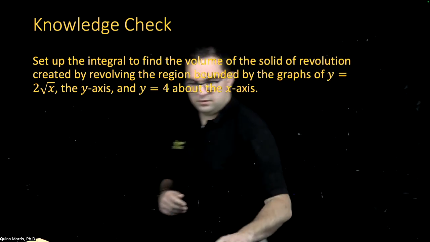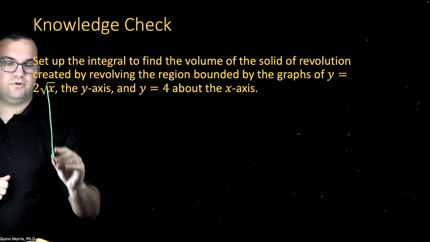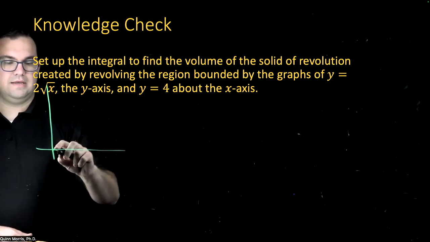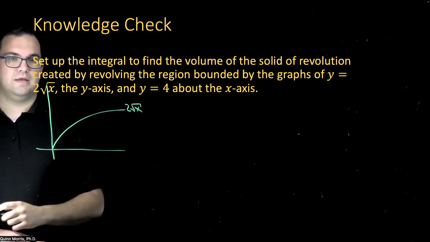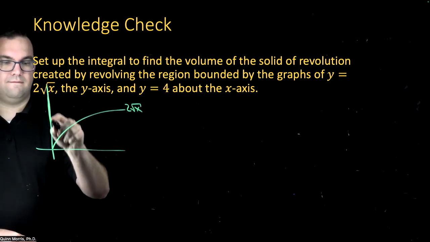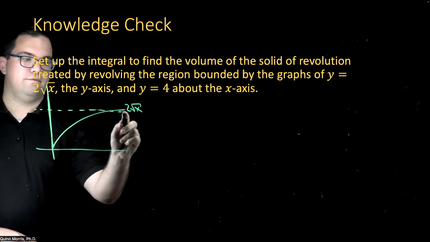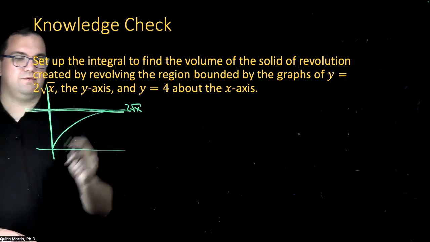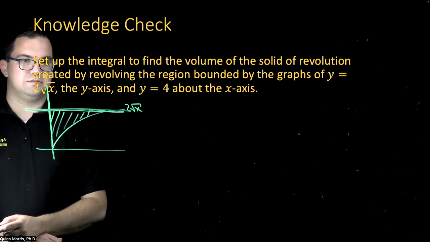Okay, great. So if I'm looking at this problem, the first thing I have to do, of course, is sketch my region. I have y equals 2 square root of x, which looks like that. I have the y-axis, and I have y equals 4, which should be a horizontal line. There we go. So the region I'm looking at fundamentally looks something like this.